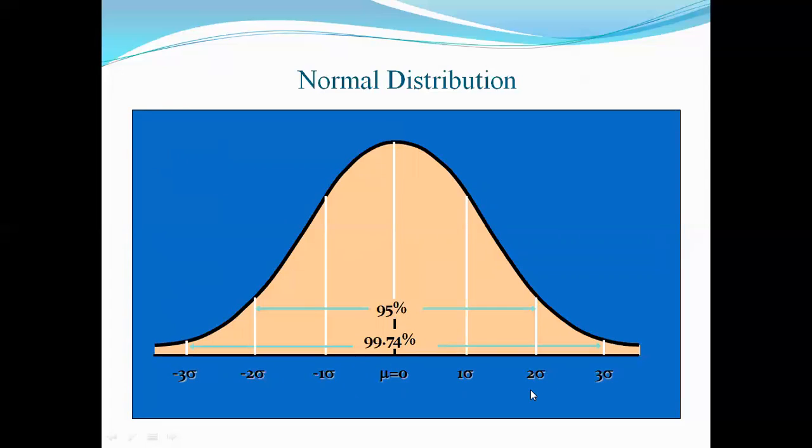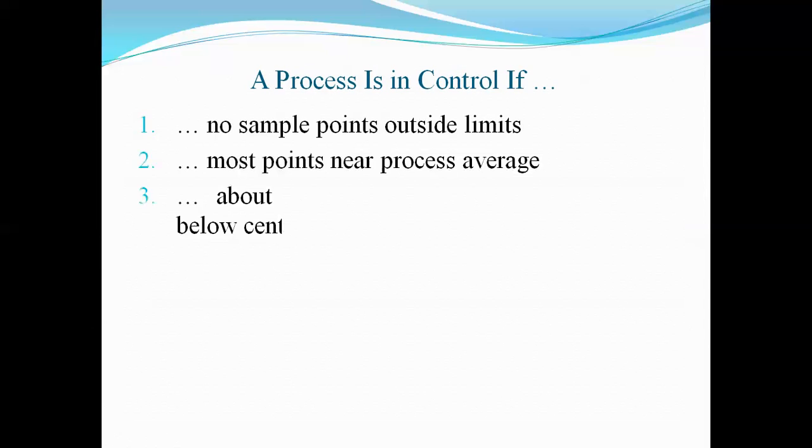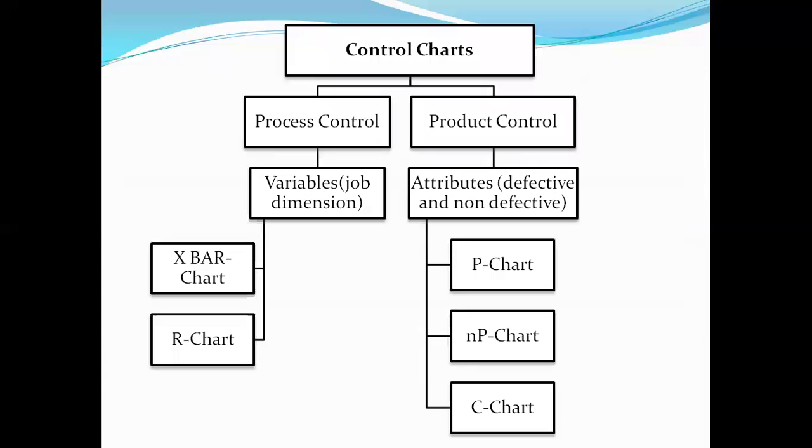Here is 1 sigma, 2 sigma and 3 sigma, and what does it represent? 95% represents that 95% of samples will lie within this curve, so the quality is within the control limit. Okay, so 99.74% of samples lie between the 3 sigma. That means 3 sigma is here, 3 sigma is here. So 6 sigma basically covers the possible quality of 99.74% of samples, which is absolutely right. Okay. These are the points we already discussed. So no sample point outside the limit, most points near the process average, equal points.